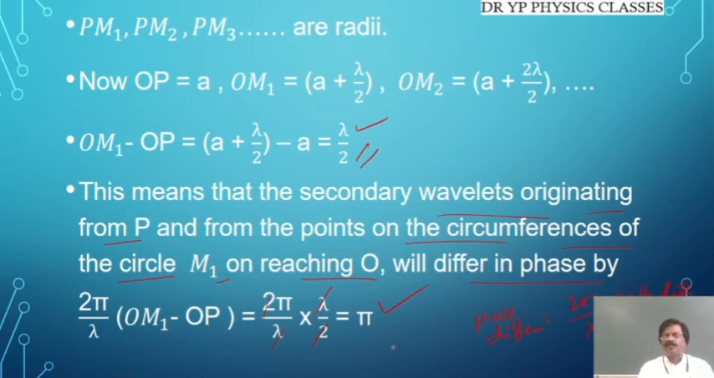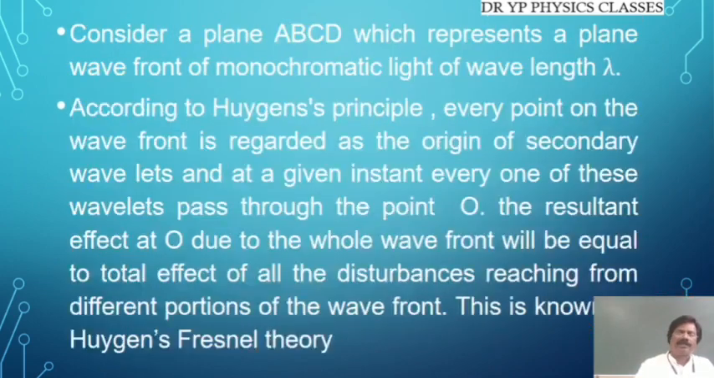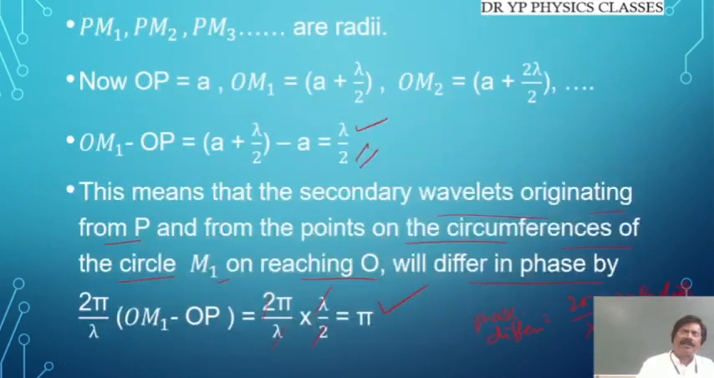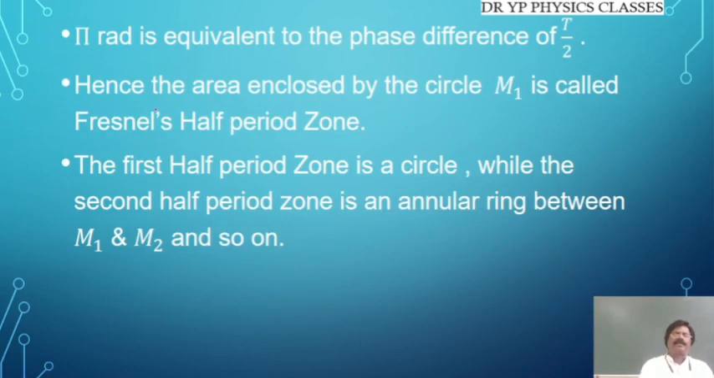So phase difference is what? Pi is the phase difference. That is from the point. You can see here, from this particular point to this particular point, light reaching from this point to this point differs by a phase of pi, and differs by a path difference of lambda by 2. Okay. And this phase difference, pi rad, is the phase difference.